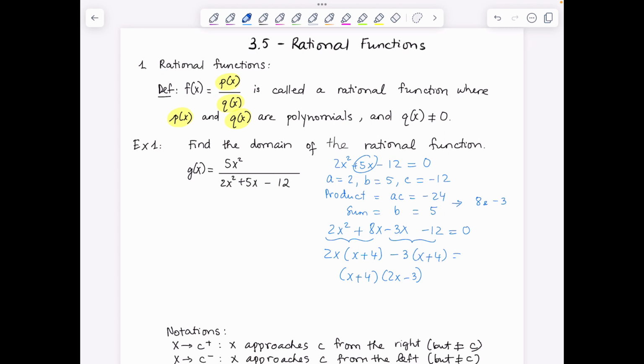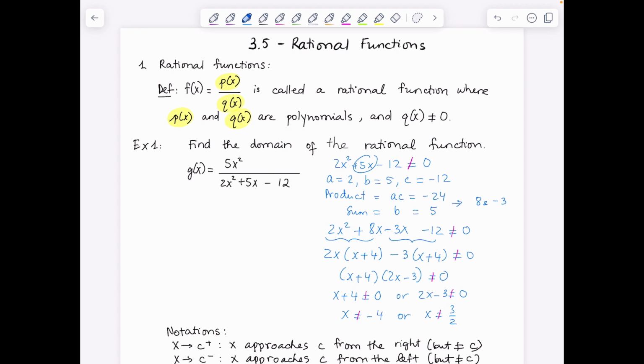So we want all these to be equal to 0. And that means x plus 4 must be 0 or 2x minus 3 is 0. So x is equal to negative 4 or x is equal to 3 over 2. Now remember, our original goal though is we don't want the denominator to be 0. So you could easily change all these signs to different from. And so at the end, it means that the domain would be any numbers but negative 4 or 3 over 2.